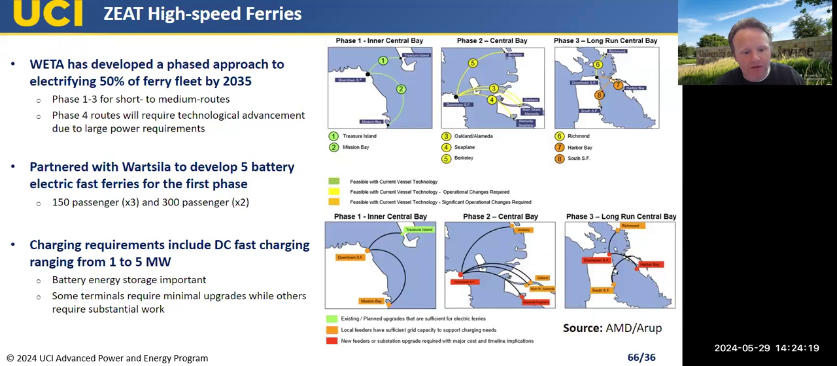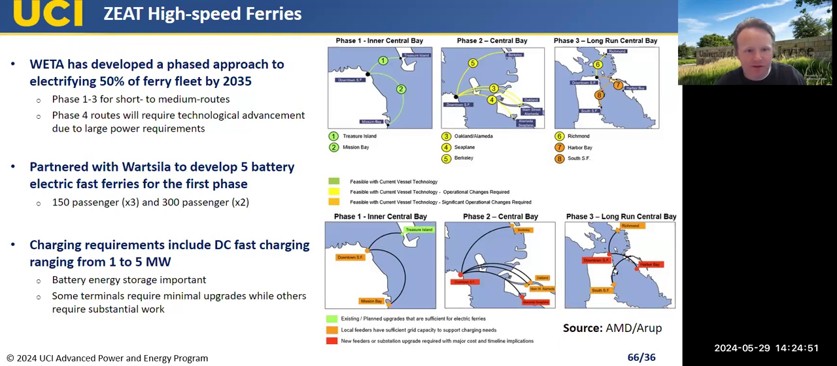The study has a lot of detail on the types of considerations and challenges and steps that you need to take when you're considering something like this. So they have this phased approach. I'm showing the top figure, a phase 1, a phase 2, a phase 3 for their short to medium routes. And you can see the color coding. Some are feasible with current vessel technology. Some are feasible, but will require operational changes. And then others are feasible, but will really need to change how they're operated from today.